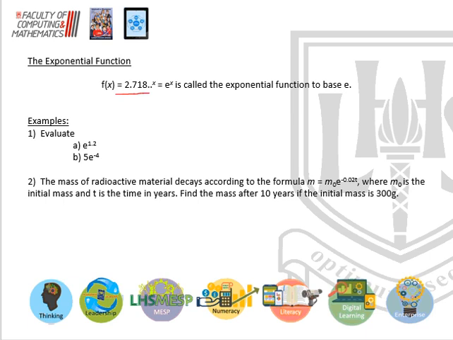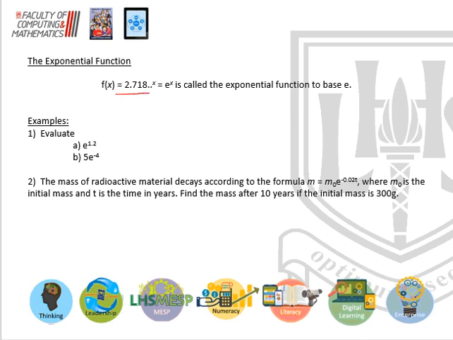Now, this slide here is essentially getting used to using that button and using your calculator to use e. So I've told you where the button is, see if you can find me e to the power 1.2, 5e to the power negative 4, and then working in the context in question 2 as well. So pause the video and go nuts with that.